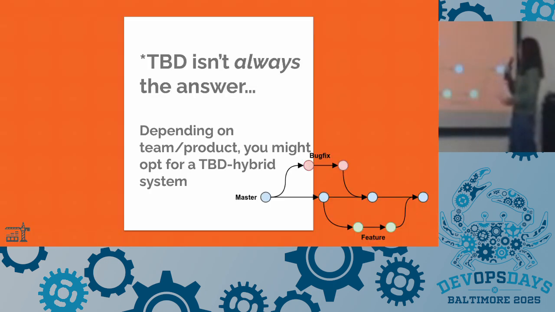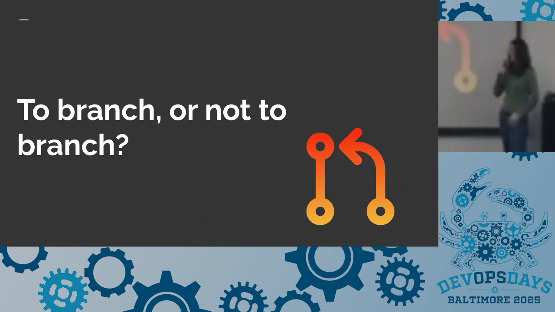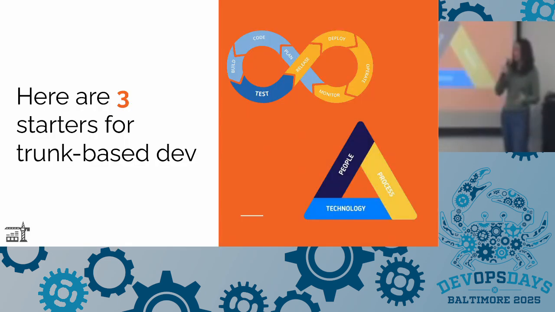And obviously, TBD isn't always the answer. It really comes down to your team, your product, your org structure. It's a better answer than Git flow by all means, but you might have some hybrid system like GitHub flow, where you have something like a pull request used as a manual gate before actually pushing to your main branch. TBD typically is committing directly to main, but sometimes you might benefit from having short-lived feature branches.